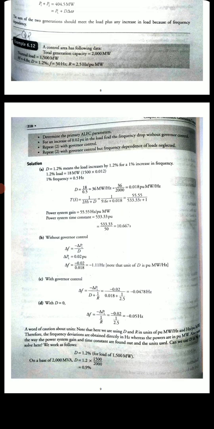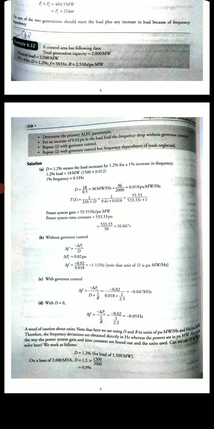Now, without governor control, delta F is equal to minus delta PL by D, where delta PL is 0.02 per unit, the given increase in the load. So delta F is equal to minus 1.11 hertz. This is the frequency drop without governor control.